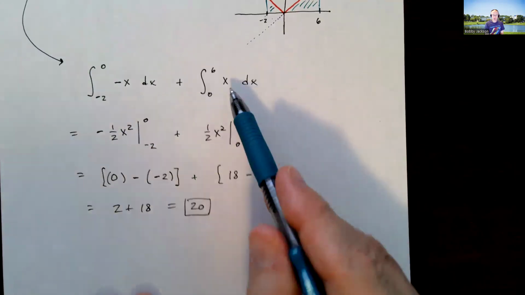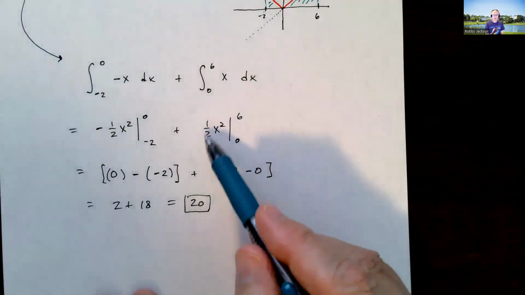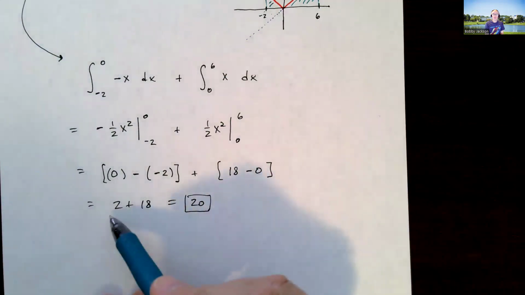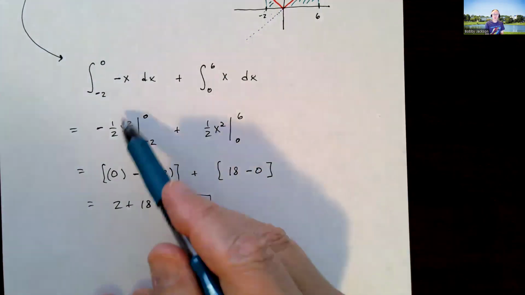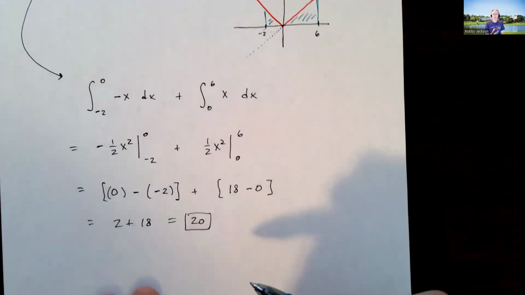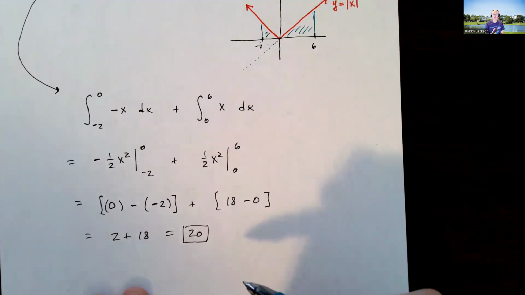And very similar over here, the antiderivative of x is 1/2 x squared. Evaluated at 6, evaluated at 0, subtract, and I get 18. So the first integral is 2, and the second integral is 18. So the total value of this definite integral is 20.